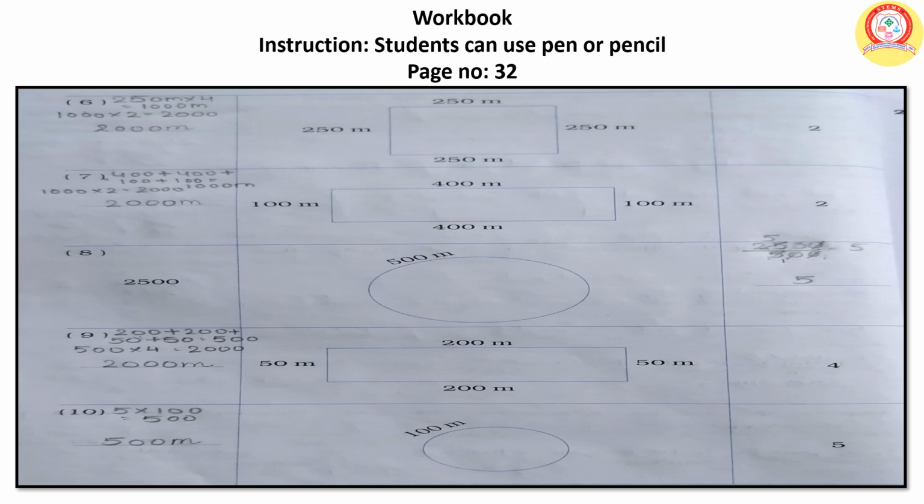The distance of the field is 100 meter, as 100 multiplied by 1 is equal to 100 meter. So how much distance required to complete, children? So we will multiply length of the field with the round completed to run, that is 5 multiplied by 100, that is 500 meter. So 500 meter distance to be completed. Okay children.